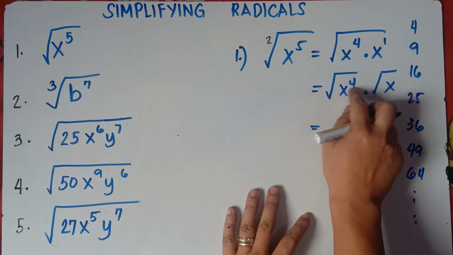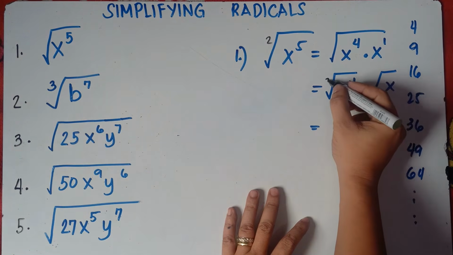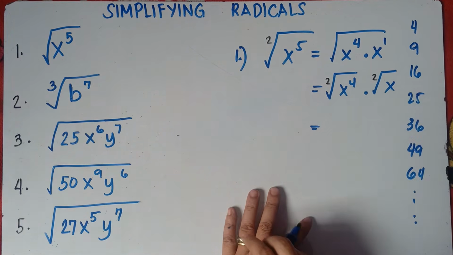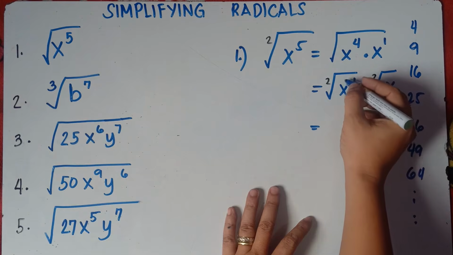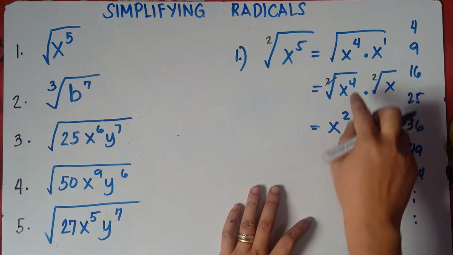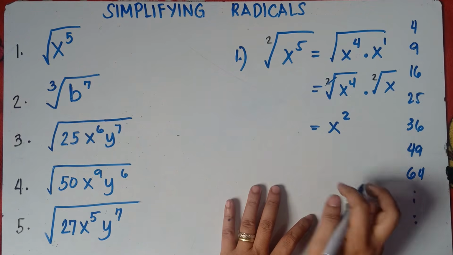We can divide 4 by 2. Understood that there's a 2 here. So we can divide 4 by 2. 4 divided by 2, that is 2. So cancel this out, the radical symbol, copy x squared. So 4 divided by 2, that is 2. So you have x squared.